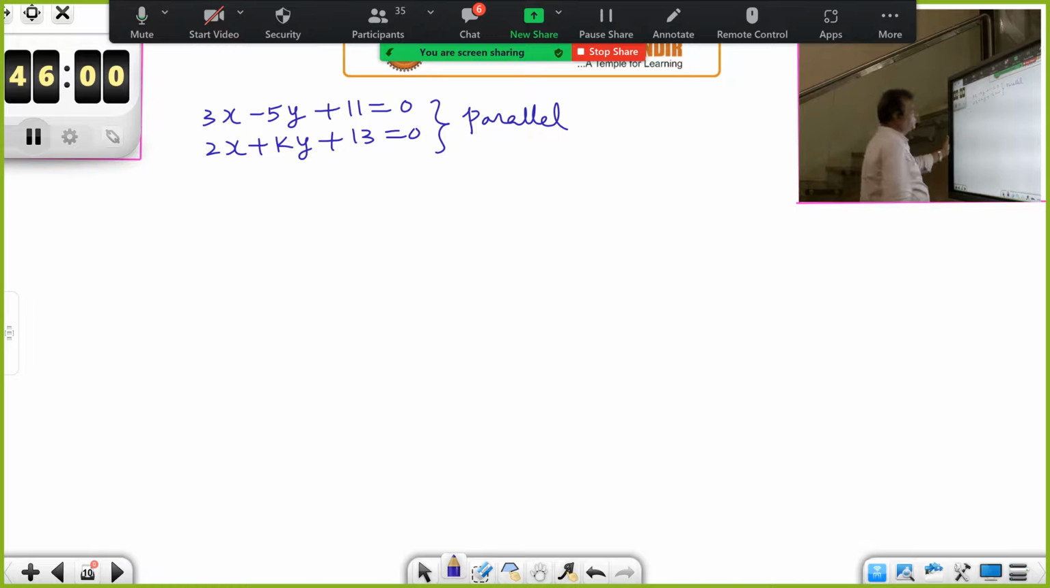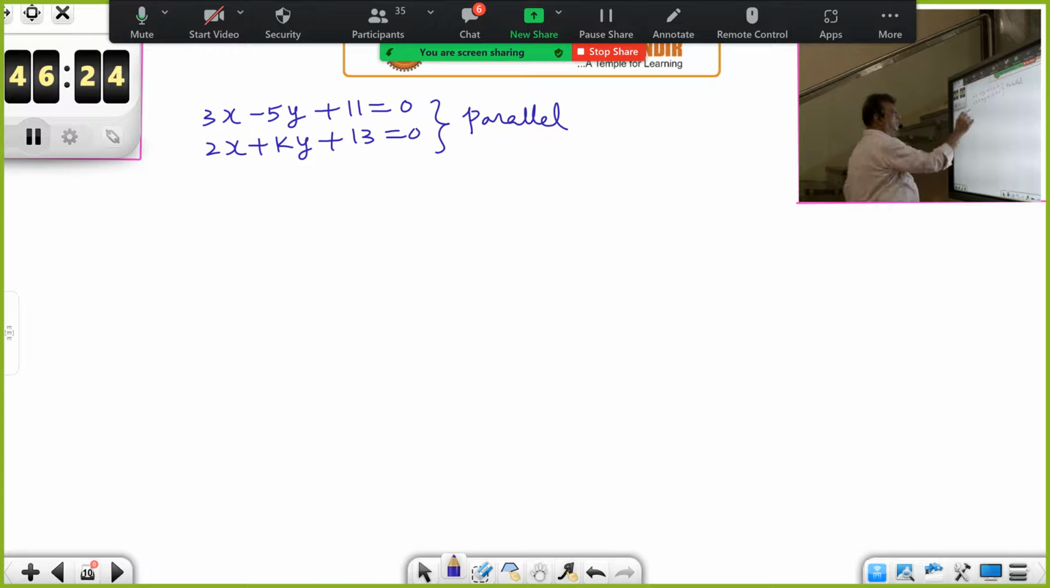Come on, tell me, how do you proceed? For parallel, what is the condition? Sir, A1 by A2 is equal to B1 by B2. Okay. Parallel, what is the condition? A1 by A2 is equal to B1 by B2. The X coefficients ratio must be equal to the Y coefficients ratio.